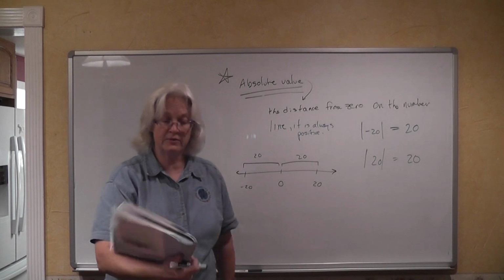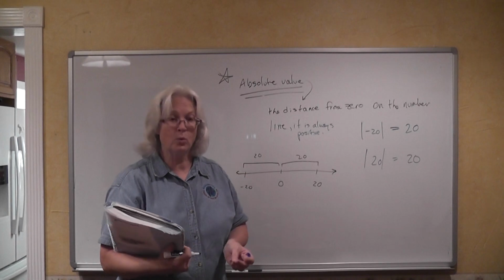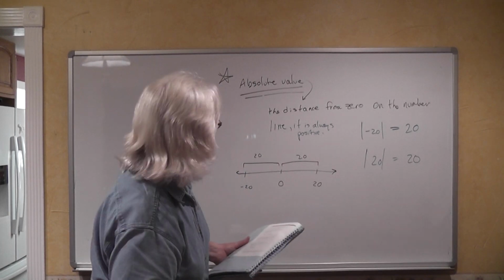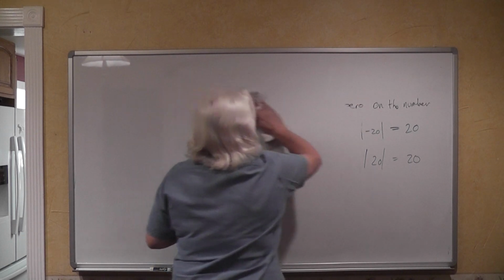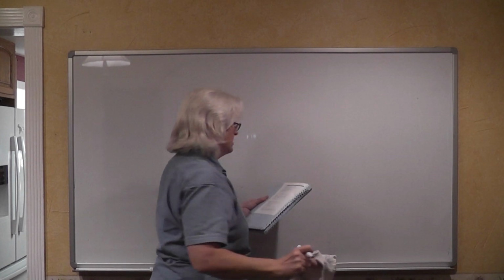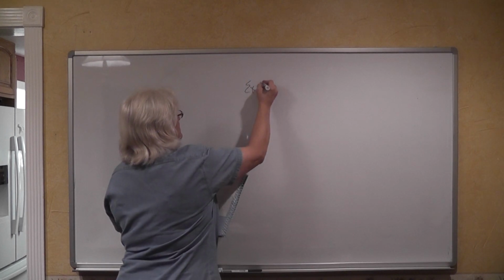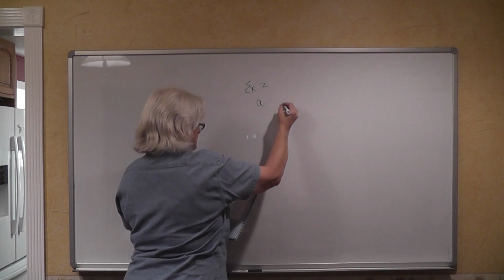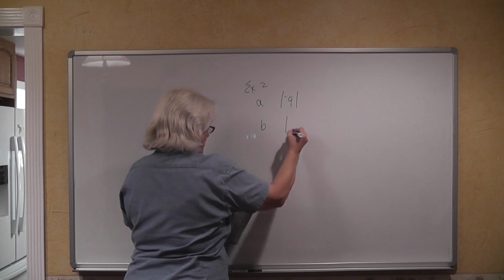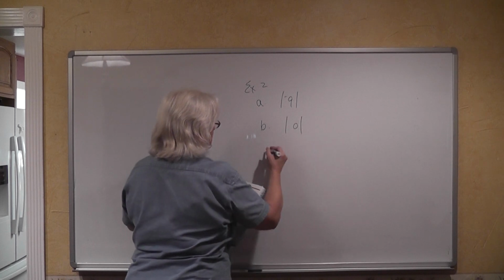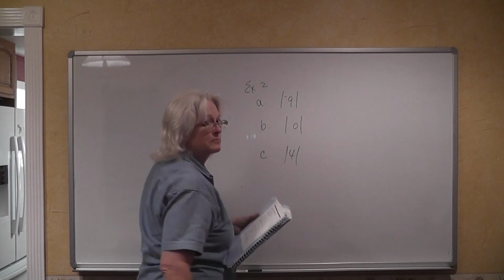Okay, that's what they have as absolute value. So, if you wanted to have some questions here regarding absolute value, example 2 says write the absolute value of each. Example 2. 2a says what's the absolute value of a negative 9? Part B says what is the absolute value of 0? And part C, what is the absolute value of 4?